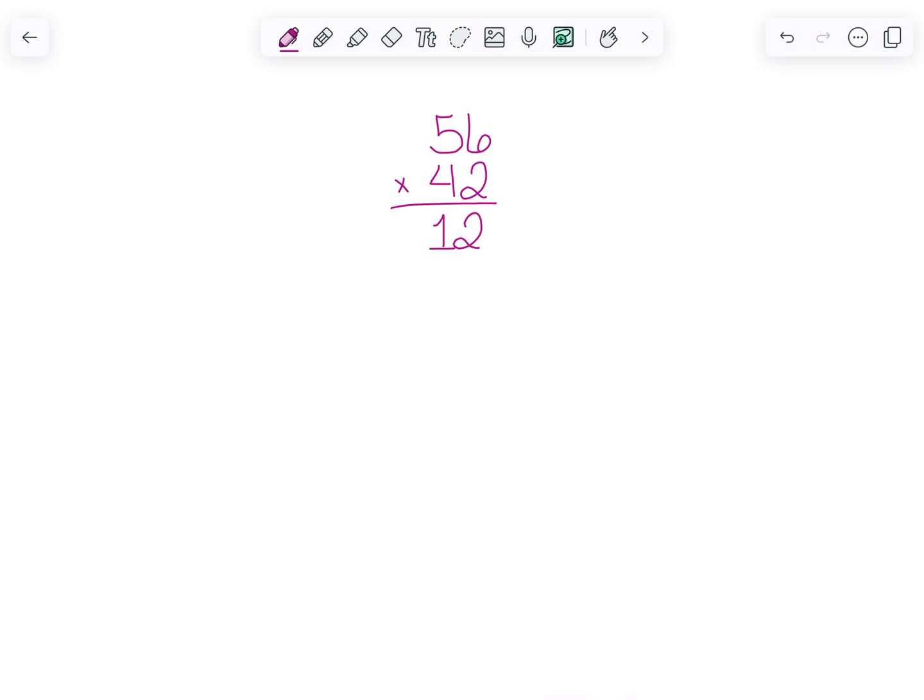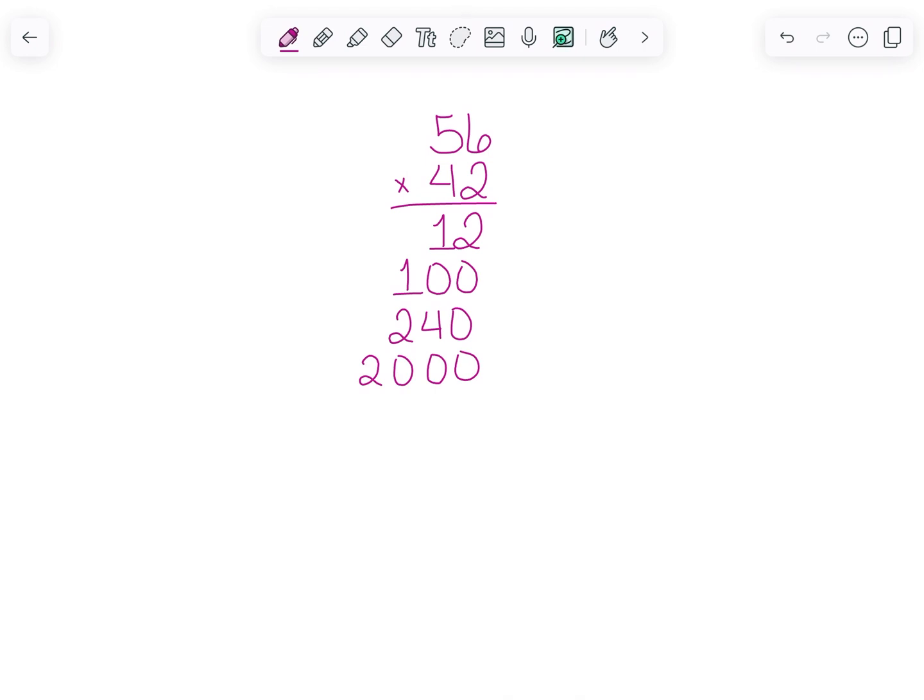We're still going to stick with the 1s in the second number, so the 2 in the second number, but we're going to move to the 5 in the first number. Since this is really a 50, what we're really doing is 50 times 2. And 50 times 2 is 100. Since I've now multiplied each place value in the first number by the 1's place in the second number, I'm going to move to the 10's place. 40 times 6 is 240. And then finally, 40 times 50 is 2,000.